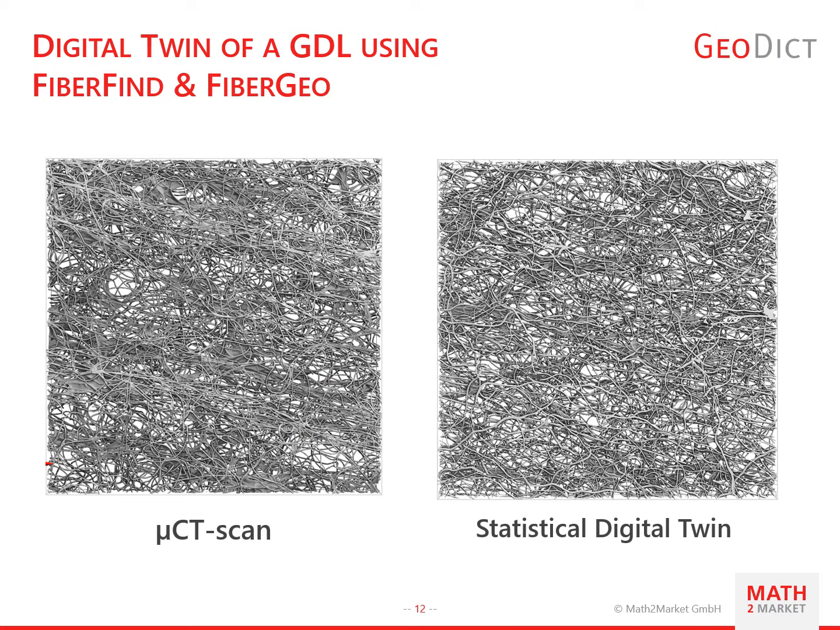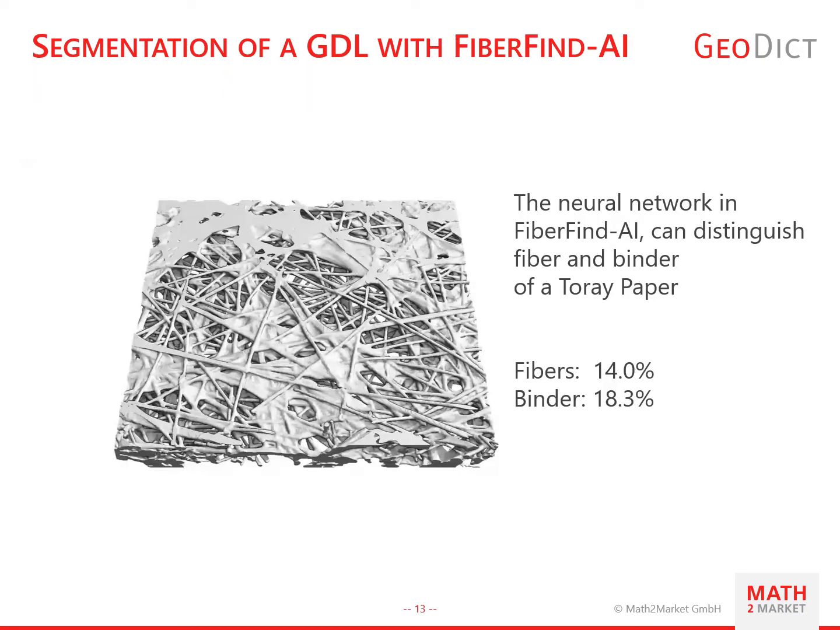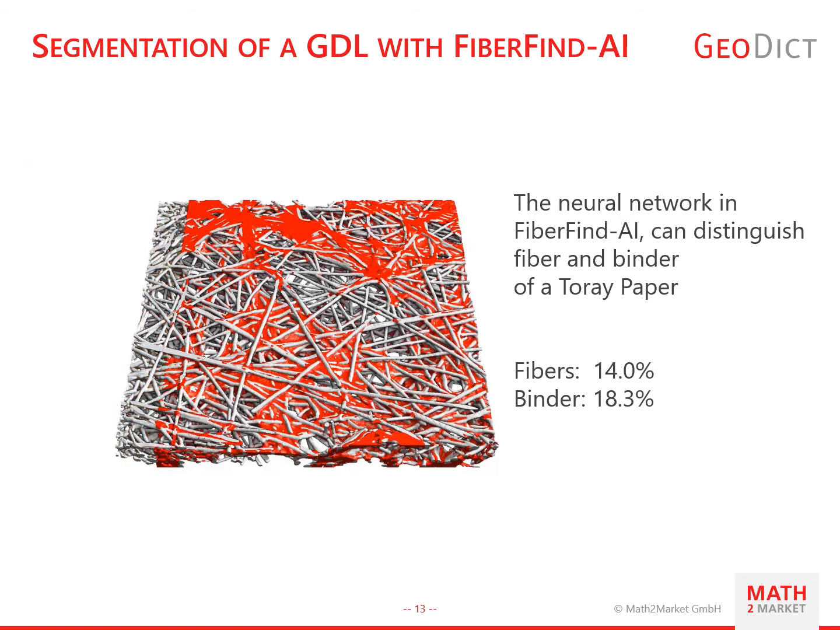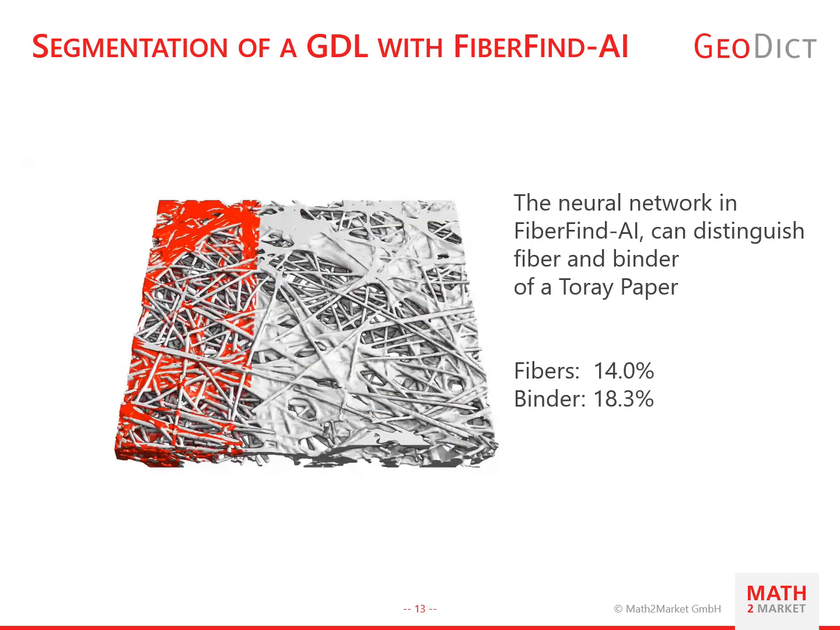For a fibrous material, like for example for this GDL we have here, the creation of a statistical digital twin works exactly the same way as it is for the granular material we had before. You start with an imported scan, you automatically identify the binder, you automatically run a statistic of your fibers, you use that statistic to create a fibrous material. In the end, you add the right amount of binder to your artificial material, and you end up with a statistical digital twin.